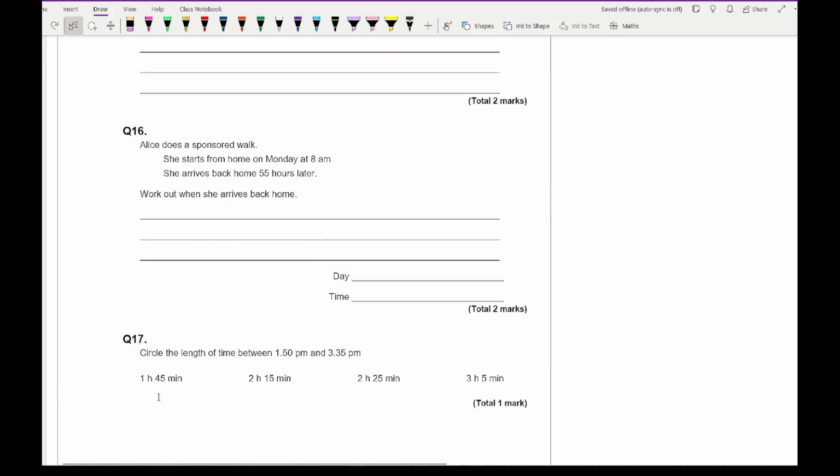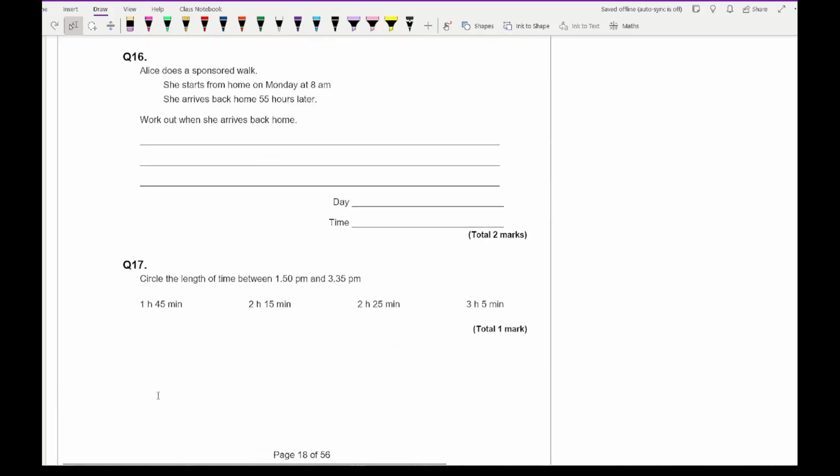Then moving on to question 16, it says that Alice does a sponsored walk. She starts from home on Monday at 8 a.m. and she arrives back home 55 hours later. Work out the time when she arrives back home.